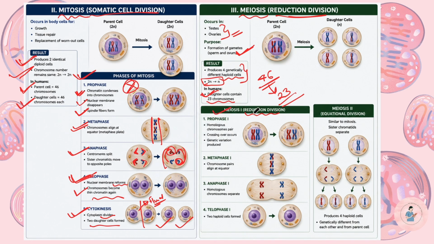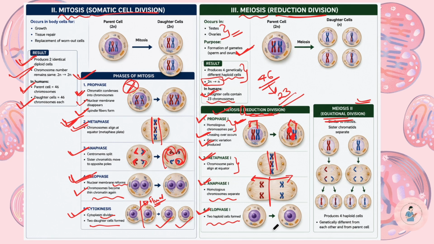In the meiosis, there is a reductional division and equational division. There are two phases of meiosis, meiosis 1 and meiosis 2. In meiosis, the first phase is prophase. In prophase, the homologous chromosomes are paired together and the crossing over occurs and the genetic variation is produced. In the metaphase 1, the chromosome pairs will align at the equator just like in the metaphase of the mitosis. Now, in anaphase, the homologous chromosomes will separate, and in telophase 1, two haploid cells would be formed.